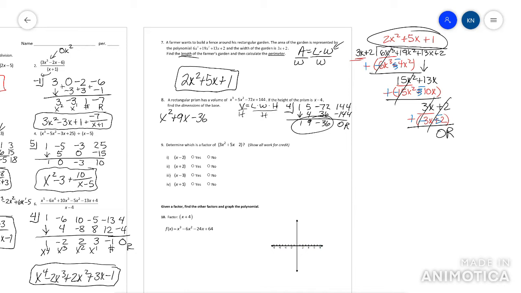Okay, now if they want the dimensions of the base, they want like the specific length and width. So what you got to do is you got to take this right here and you have to factor it. And so this is a trinomial. And if you factor it correctly, let's see, it's going to be 12 and 3. So plus 12 minus 3. So this would be my answer. Do division and then factor. That's all I did.